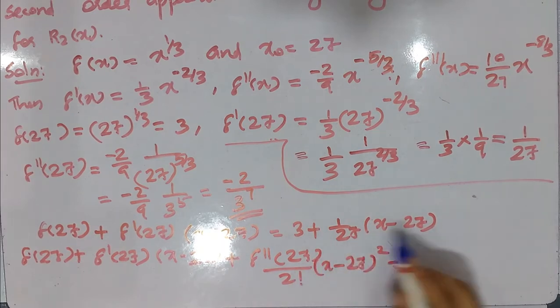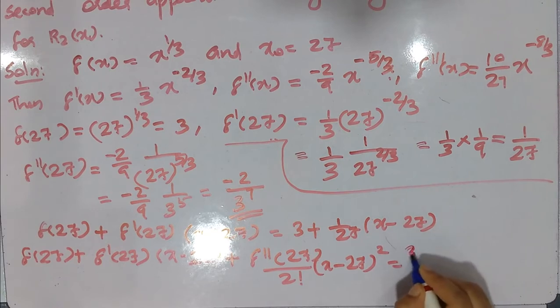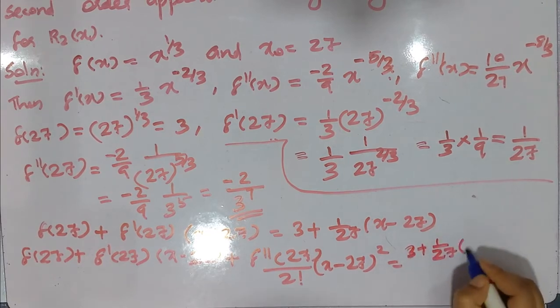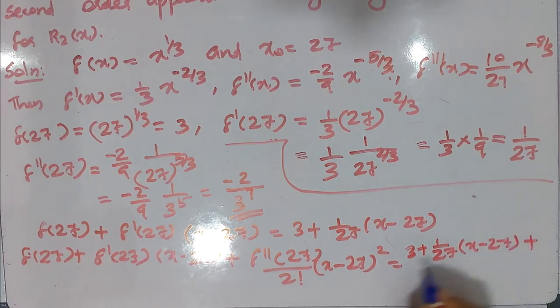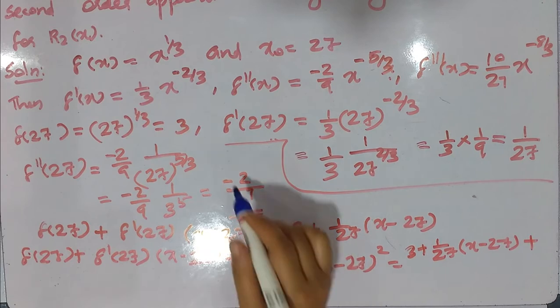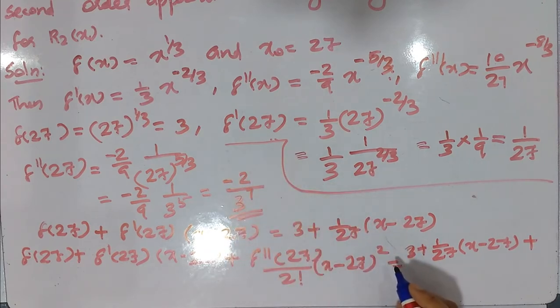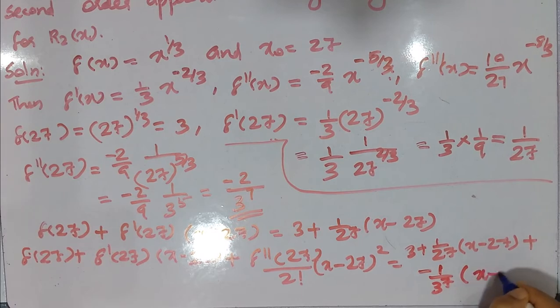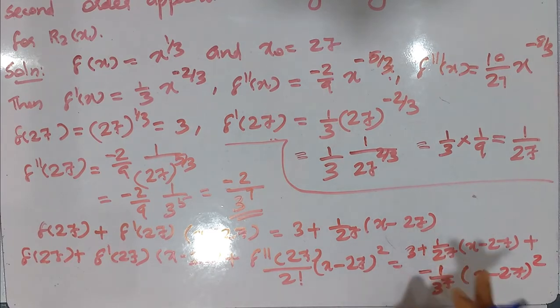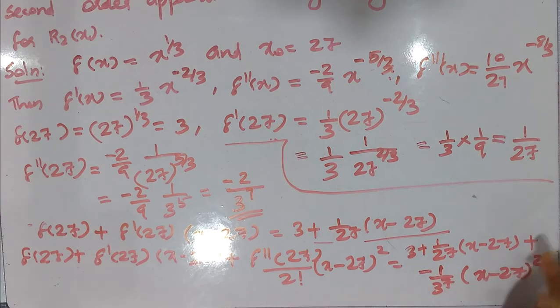Now, these are the first three values. We have to add the extra value. 3 plus 1 by 27 into x minus 27 plus f double dash of 27, minus 2 by 3 raised to 7, and the 2 and 2 factorial will cancel. The denominator is minus 1 by 3 raised to 7, and the denominator into x minus 27 all squared. This is the degree 1 Taylor polynomial, this is the degree 2 Taylor polynomial.